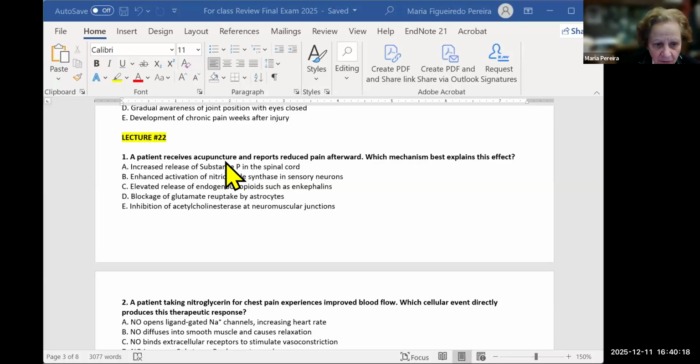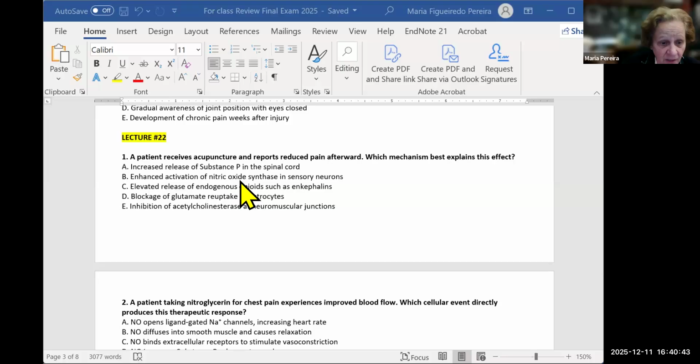Patient receives acupuncture and reports reduced pain afterward. Which mechanism best explains this effect? Remember, we talked about this: what acupuncture seems to do is activate the release of endorphins, which are our own opioids. So substance P is involved in pain perception.